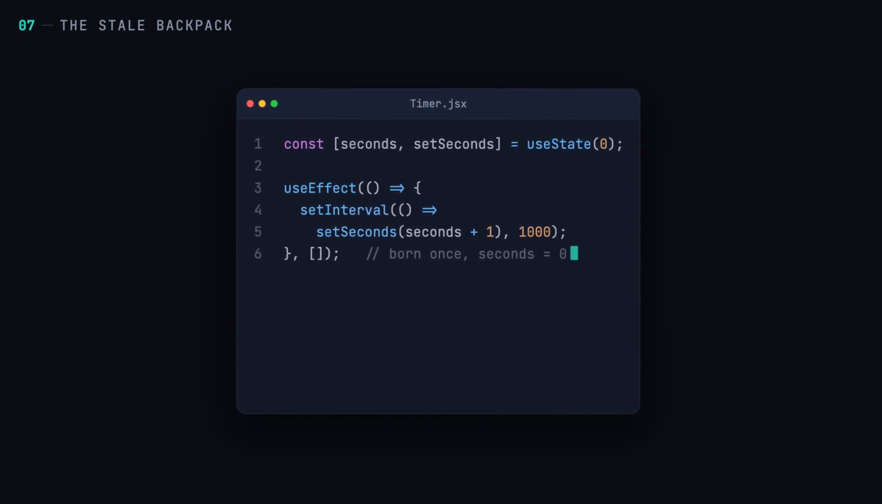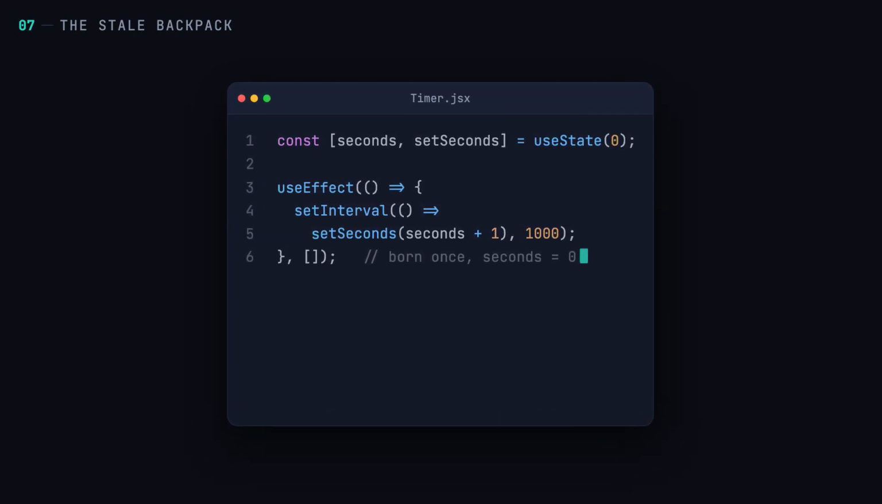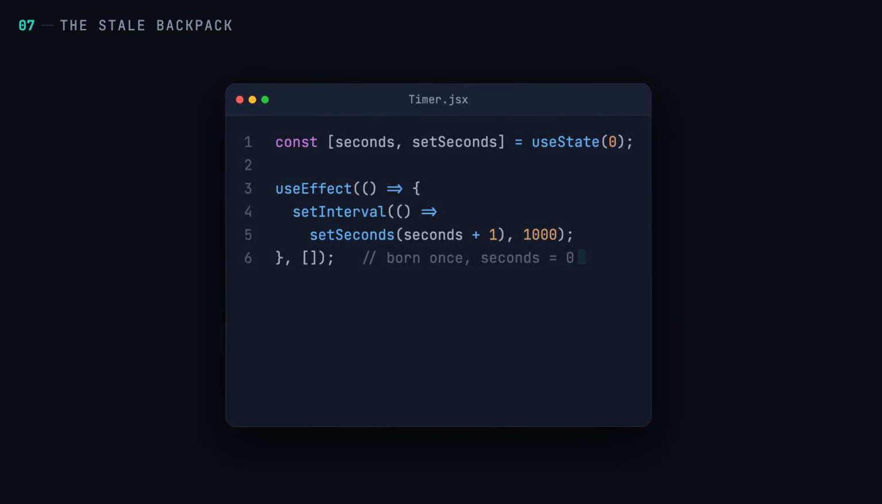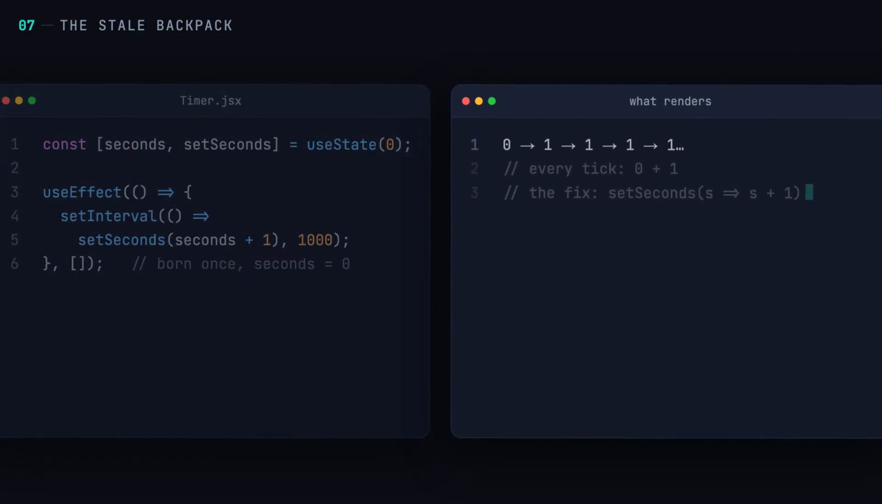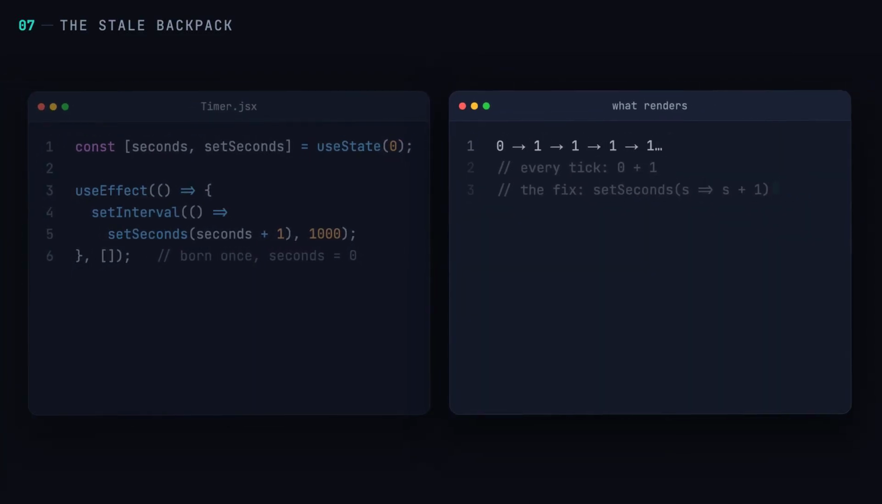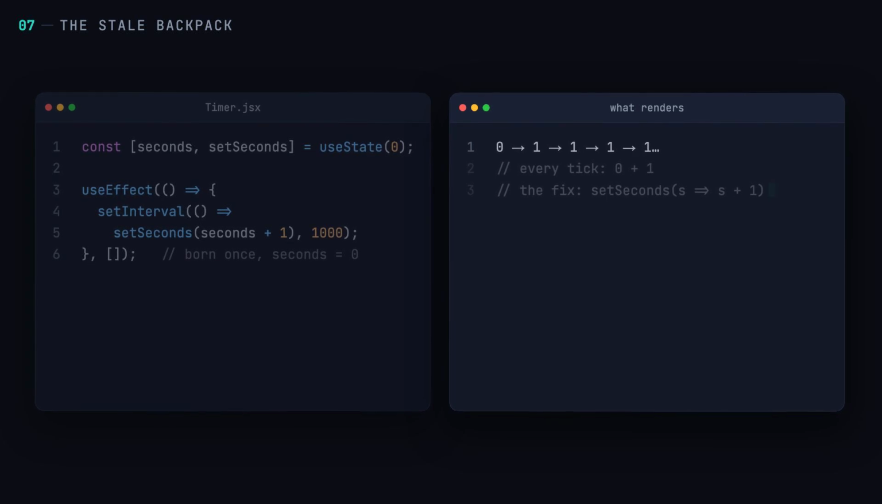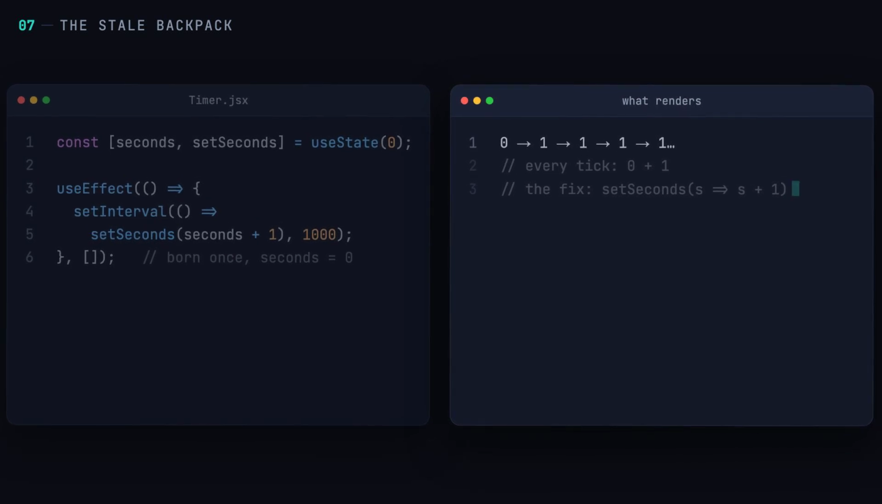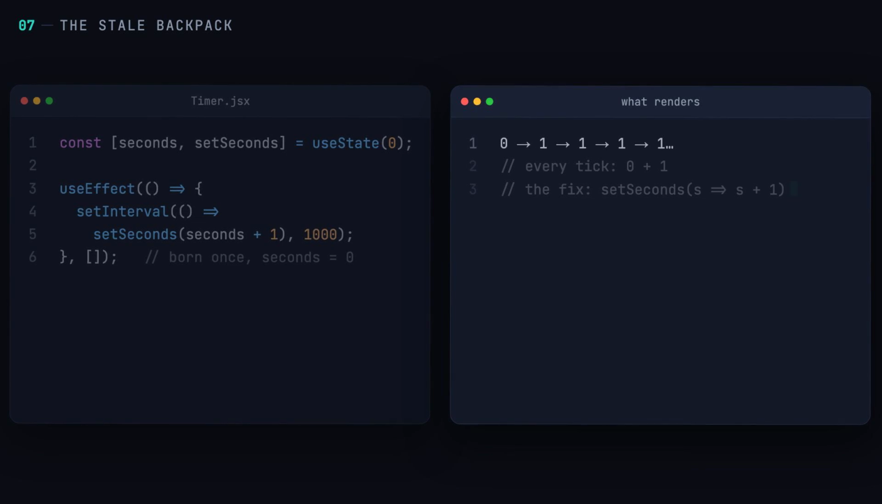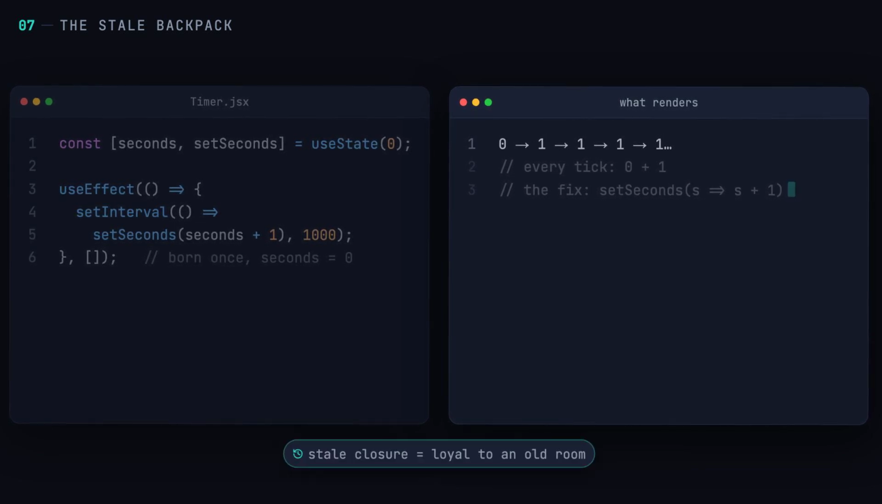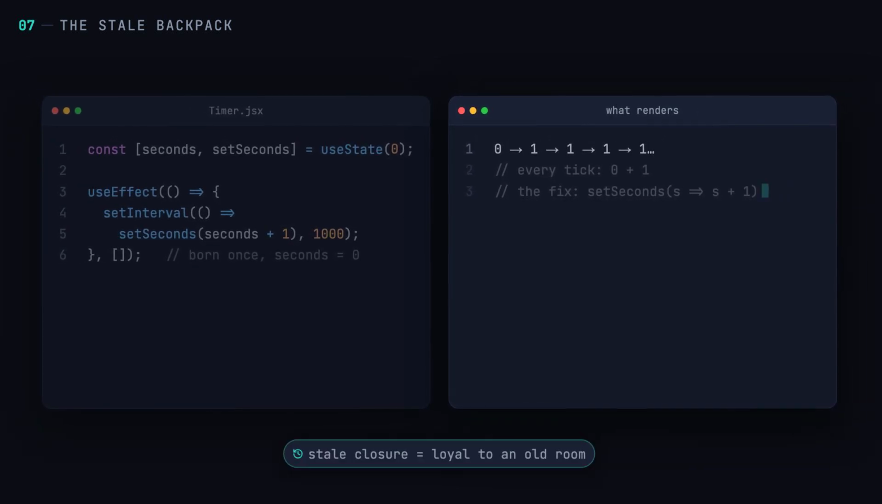If this feels like interview trivia, it ships to production constantly. This React effect starts a 1-second interval that counts up, and the display sticks at 1. Forever. The interval callback was born exactly once, when seconds was 0. Its backpack loyally links that original room, so every tick computes 0 plus 1. The industry name? A stale closure. Now you will spot it on site.